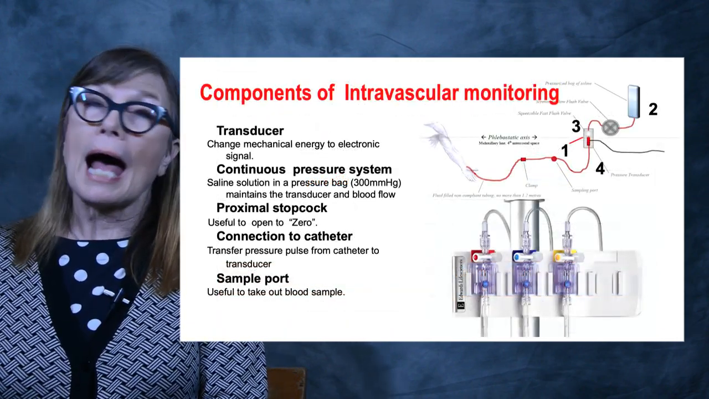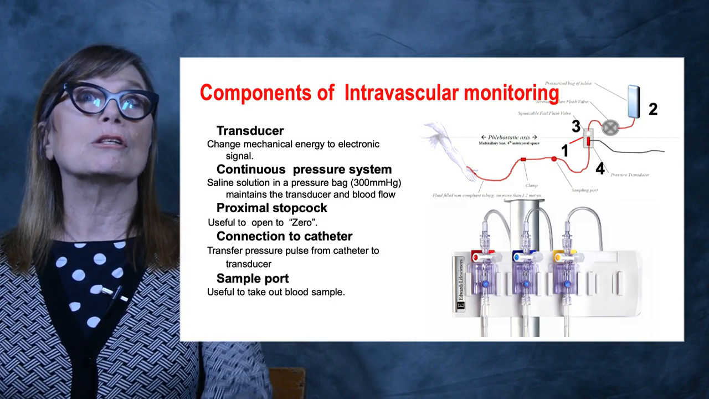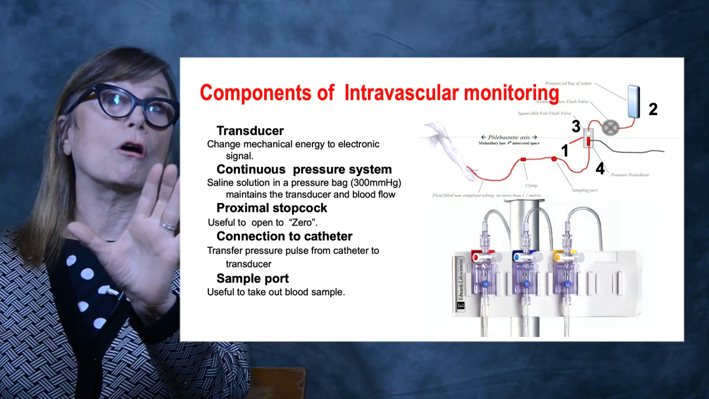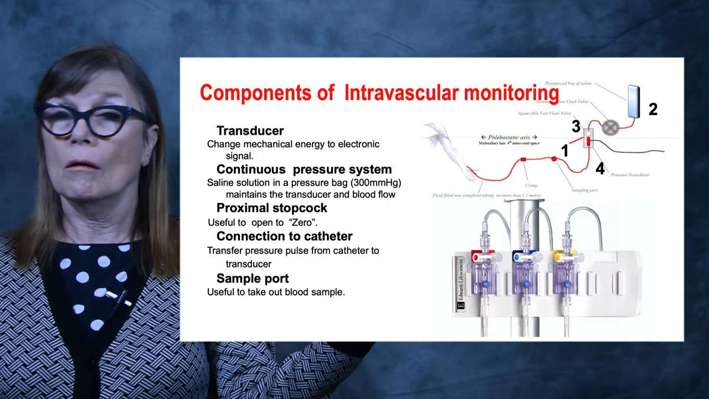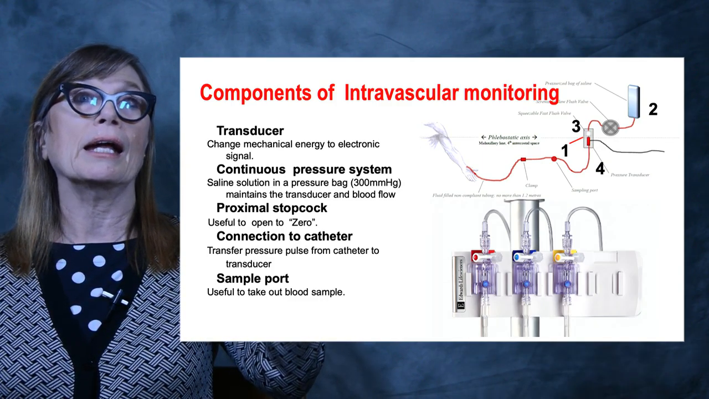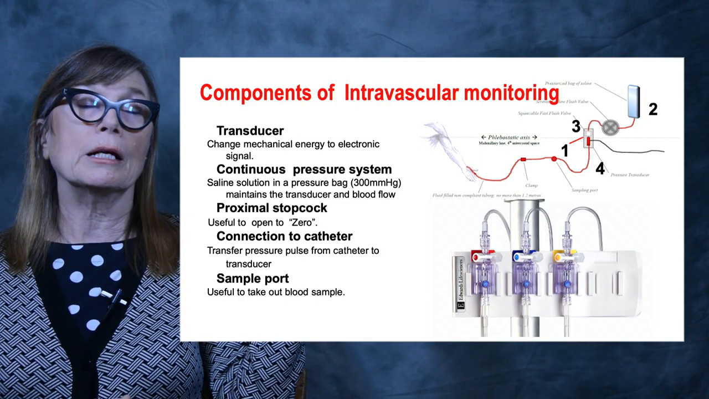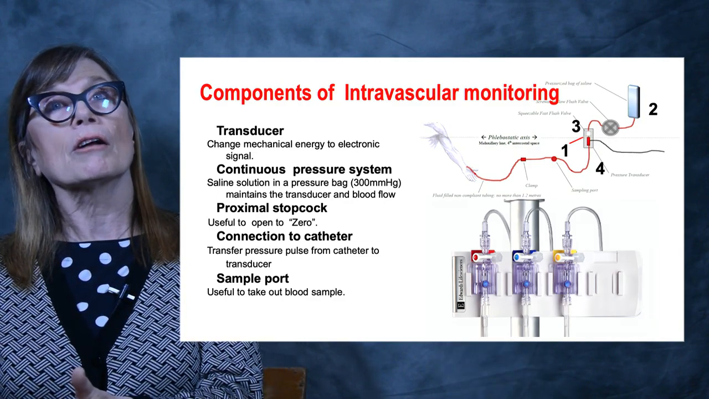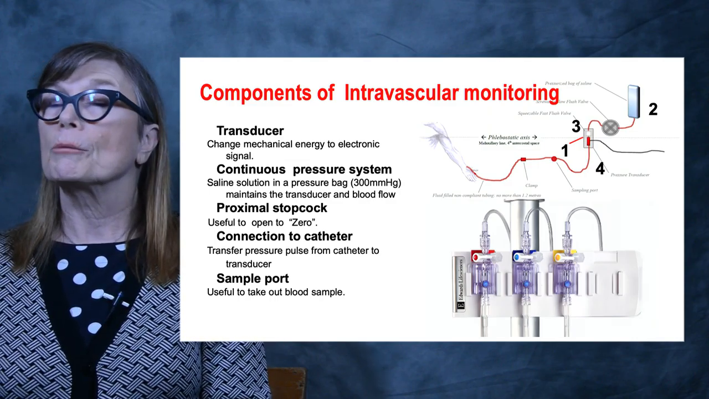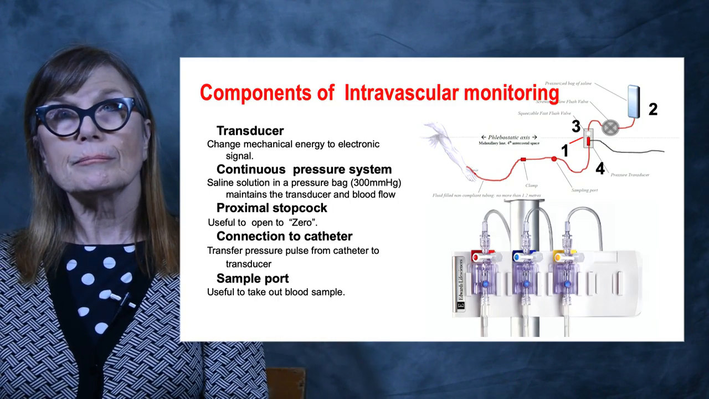Okay, so last but not least, we want to talk about the components of intravascular monitoring. And the major components are, first and foremost, your transducer. A continuous pressurized system, when we're talking about vascular chambers, means a 1 liter bag of normal saline or a 500 cc bag of normal saline inside of a pressure bag that is appropriate to the volume. So a 1 liter pressure bag for 1 liter of volume, or a 500 cc pressure bag for a 500 cc bag of volume.